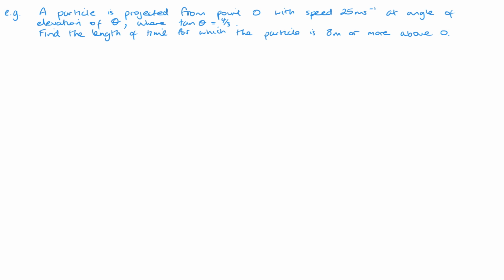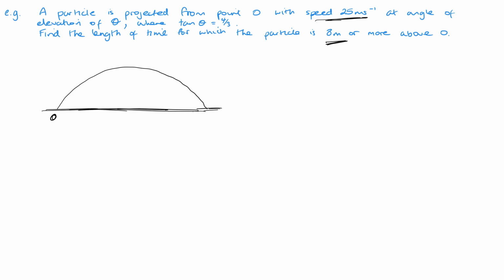Now in this example, we can see that the particle is projected from a point O. We quite often use O for the origin, with a speed of 25 meters per second and an angle of elevation theta, where tan theta equals 4/3. Find the length of time for which the particle is 8 meters or more above O. While it's not necessary, I would always recommend using a small diagram. For mechanics questions, I find that a diagram helps you visualize what's going on in the problem, especially as you add to it as the question goes on.